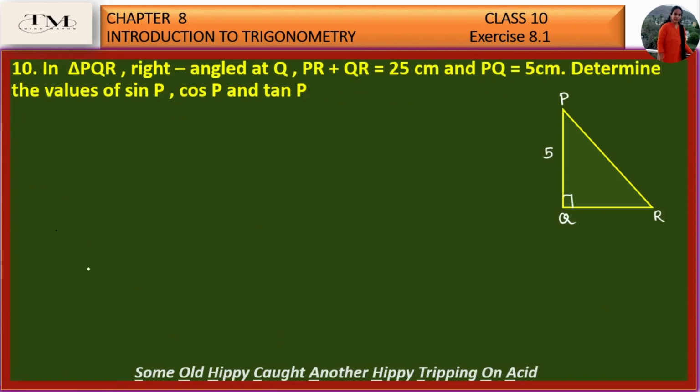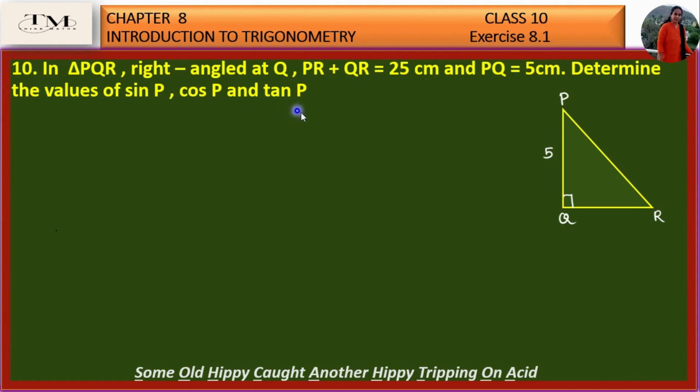Moving on to the next problem, 10th one. In triangle PQR, right angled at Q, PR plus QR equal to 25 centimeter and PQ is equal to 5 centimeter. Determine the values of sin P, cos P and tan P.